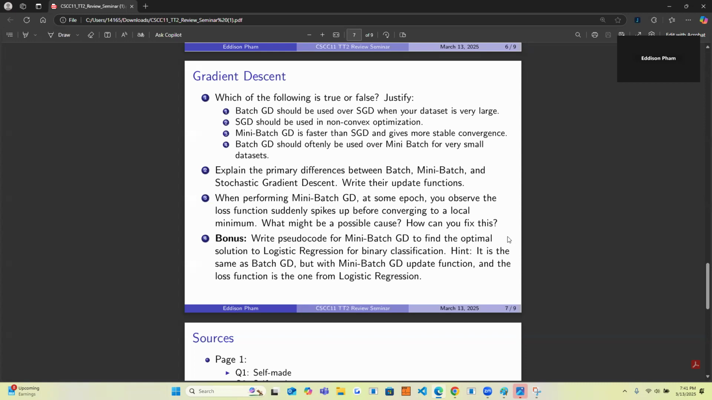Yes, that is a perfect answer. And for batch, since we're taking the whole dataset, and let's say our initialization of the weights is fixed, in that case batch is deterministic, whereas mini batch and stochastic gradient descent, as their names imply, are non-deterministic because we take an arbitrary subset or an arbitrary single point. All right. As for writing their update function, I think that's pretty easy, so I'm just going to show you guys.